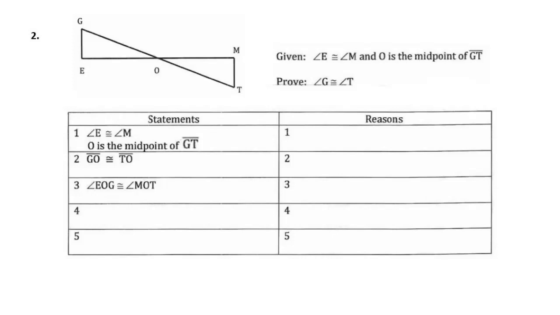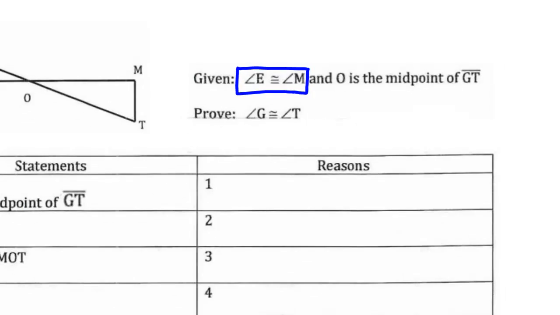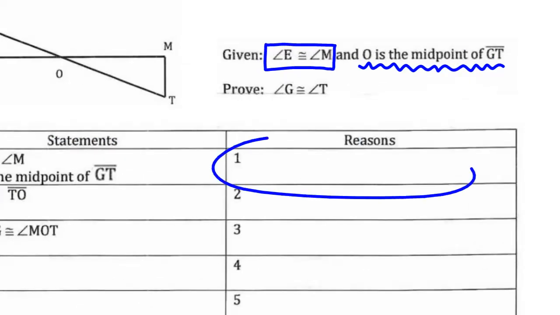All right, so I want to look right below where it says CPCTC at this picture here. Proof number 2. My given information is that angle E is congruent to angle M, and O is the midpoint of GT. Well, that's what they wrote right here in my first statement box. So my first reason back here would be what? Given.